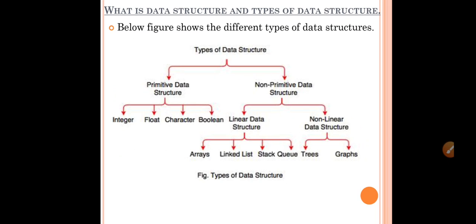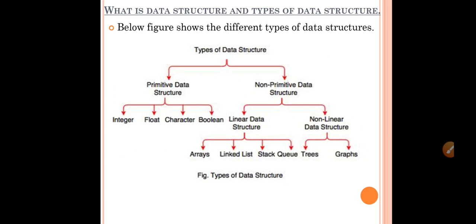So let's see the data structure block diagram. Okay, so types of data structure. Here we have two types, primitive and non-primitive. Primitive data structures are integer, float, character, booleans, etc. Okay, so these are the primitive data types.